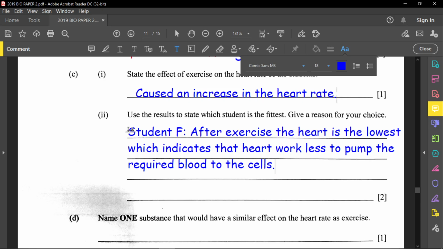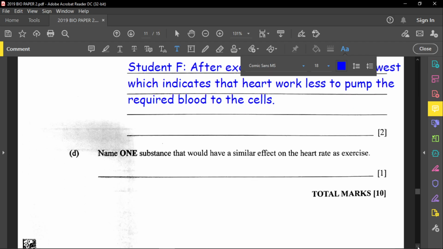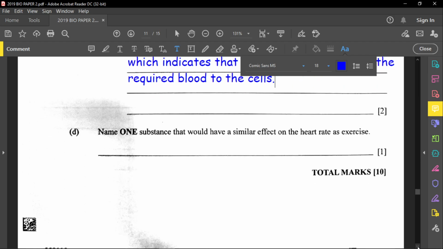All right, and when we say required blood to the cells, remember the blood will go to the cells to provide oxygen and glucose for respiration. So because the heart is strong or fit, then it doesn't need to work as hard as the hearts of the other students, okay? So a fitter person does not need to pump hard. Therefore it could pump blood with a great pressure, with a great volume, with the least amount of energy or exertion, okay? So you need to pump really less compared to the rest.